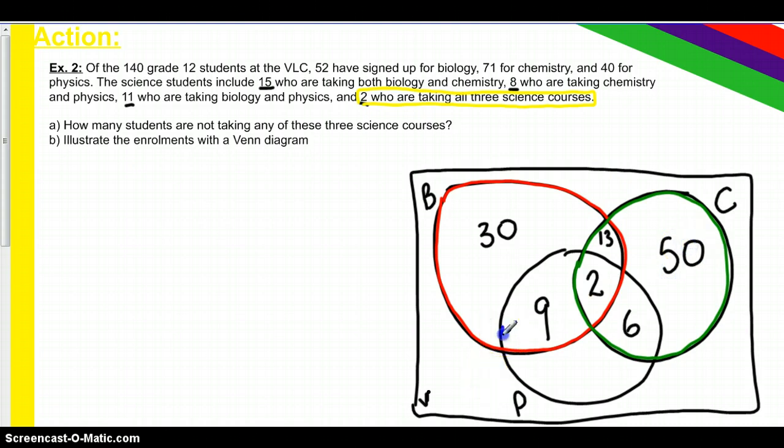And lastly, physics should have a total of 40 students inside, and at the moment there are 17. So we're missing another 23 students to make this a total of 40.